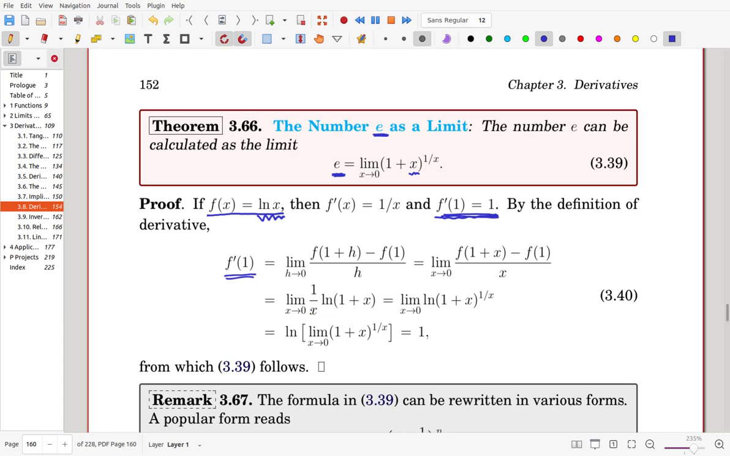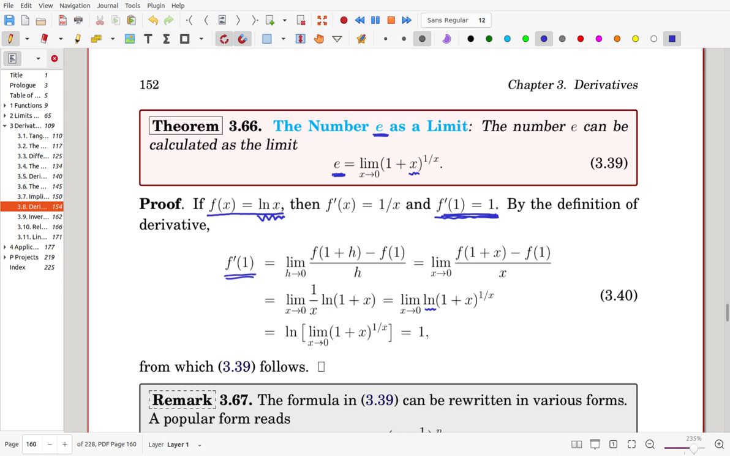By using the power rule, 1 over x can go inside as a power. So we reach the limit as x approaches 0 of the logarithm of 1 plus x to the power 1 over x. Now, the logarithm function is continuous, so we can change the order. Earlier when we learned continuity, we learned that for a continuous function, limit and function are commutative. We'll use that here.